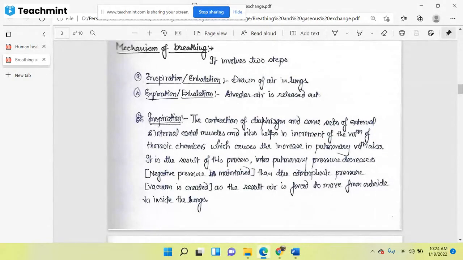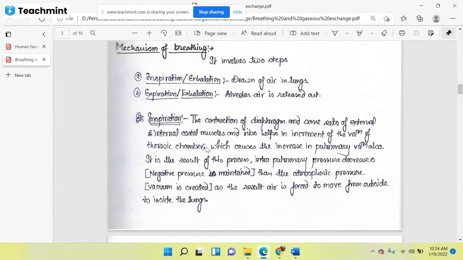So it is a dome shaped structure. Due to contraction of the diaphragm, the diaphragm moves downward. So there is contraction of the diaphragm and some sets of external and internal costal muscles. These muscles are present in between the ribs. Here two types of muscles are there: external and internal intercostal muscles. Okay, so the external and internal costal muscles and ribs help in increasing the volume of the thoracic chamber. The diaphragm moves in a downward direction, and the ribs are expanding.